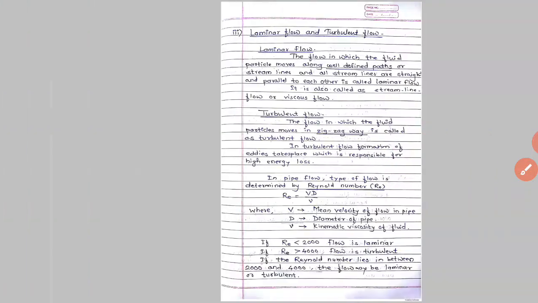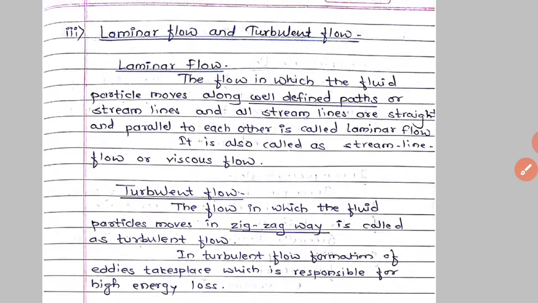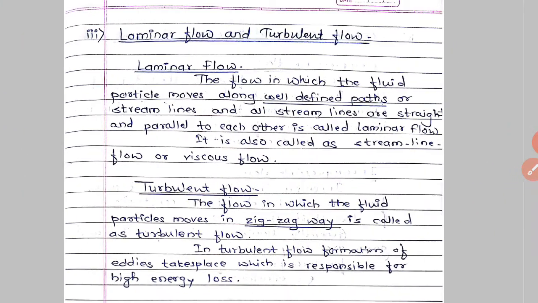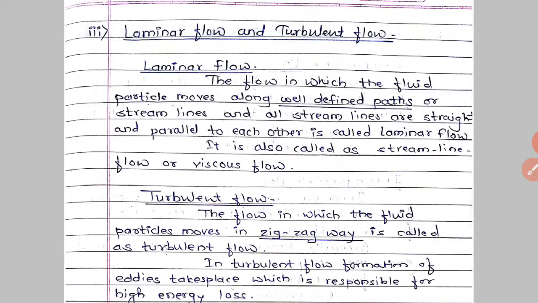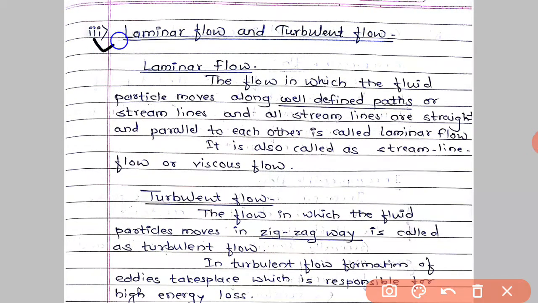Now we are going to see laminar flow and turbulent flow. This is the most important type of fluid flow. See here, what is laminar flow and what is turbulent flow. So for knowing this type of flow, we have to know the Reynolds number. What is Reynolds number? Reynolds number is the ratio of inertia force to the viscous force. So how to observe laminar flow or turbulent flow?